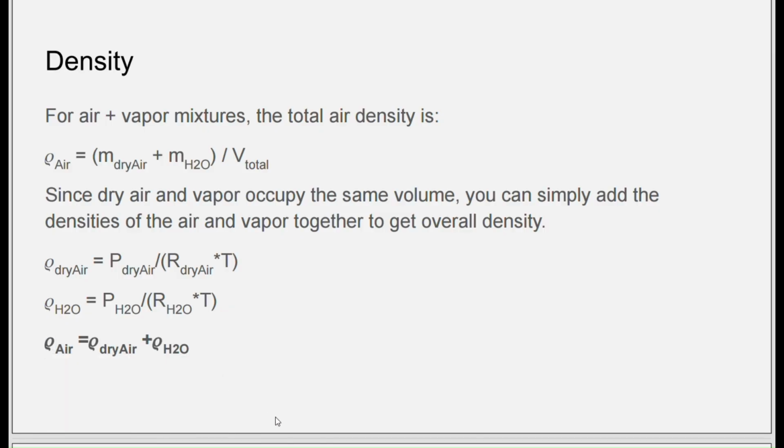It's useful to know the total air density because if you have a total CFM of air, you can take your total CFM times the density, and that'll get you your total air mass flow. And we'll dive into examples of that later.